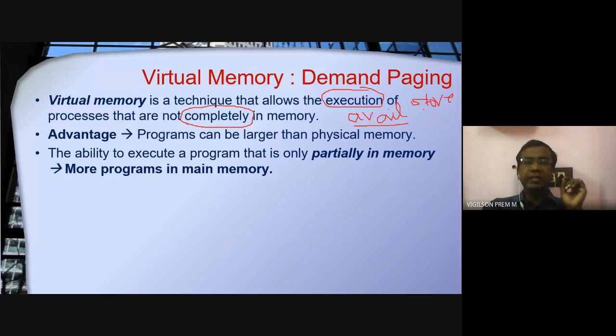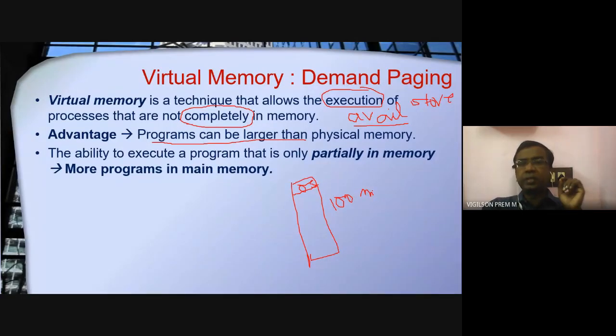What is the advantage of doing it like this? Advantage: programs can be larger than physical memory. So what is physical memory? Main memory. This is your main memory. Here we have the OS. Say the main memory size is 100 MB.